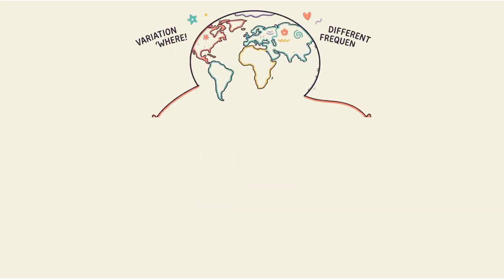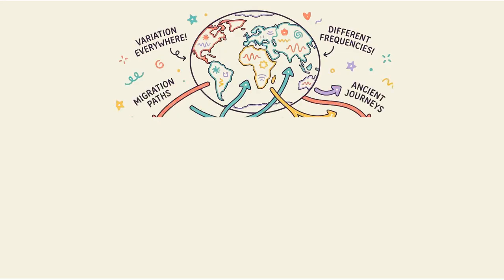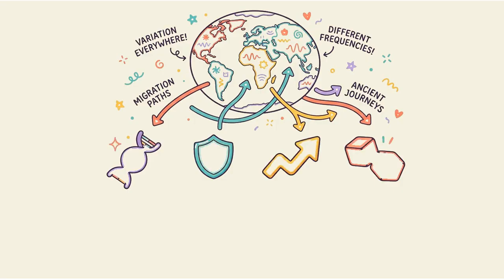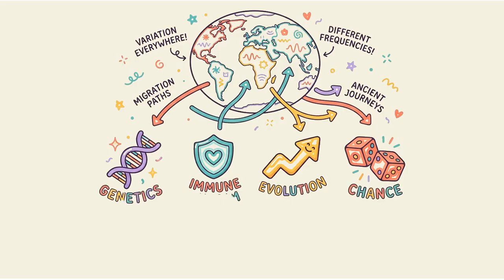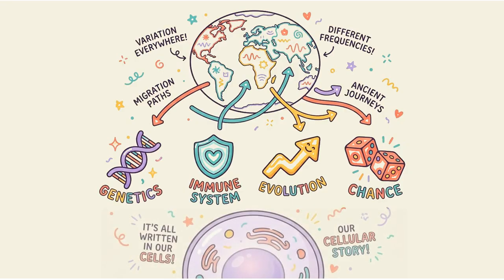Finally, blood group frequencies vary around the world because of history. Migration, population bottlenecks, and random genetic drift can all shift which blood types are common in a region. Put it all together, and blood groups are the result of genetics, immune defense, evolution, and chance written directly onto your cells.